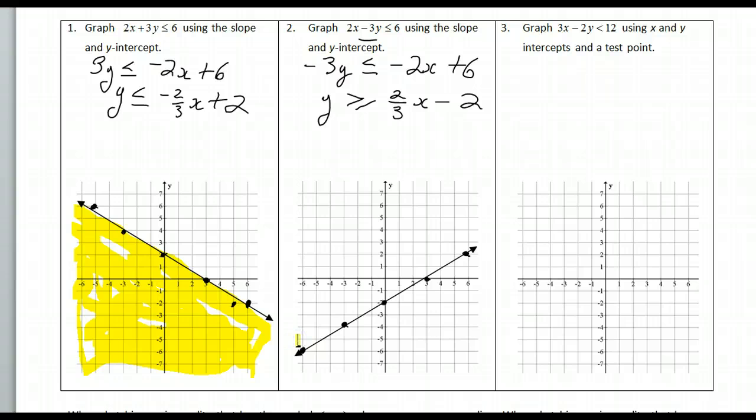So I draw my line, which fits a little better, and now I'm going to shade above, since y is greater than or equal to, I want to be shading this area above. And since it's greater than or equal to, it also includes the line, so that's why we have drawn a solid line to show that it's greater than or equal to.